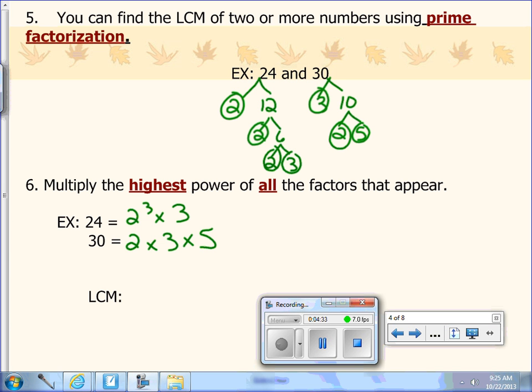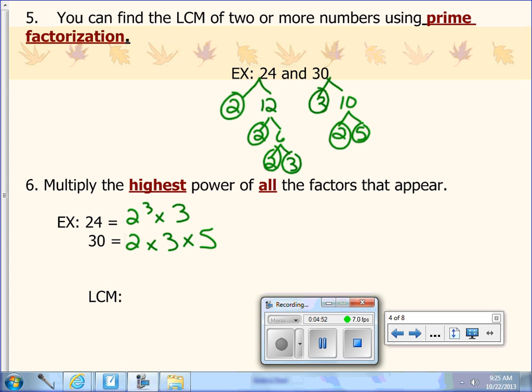Now you'll notice the prime factorization tree there. Each of our trees could look different, but our totals need to be the same. So as we're doing the prime factorization for 24, it should be 2 to the third times 3. And the prime factorization for 30 should be 2 times 3 times 5.